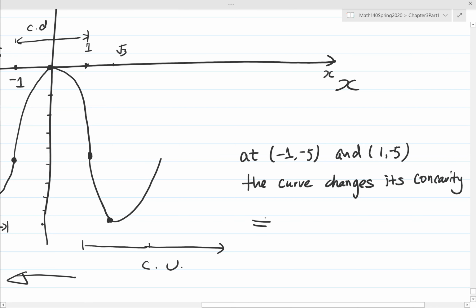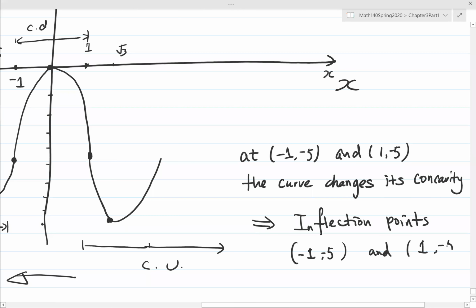So we have 2 inflection points. By definition, we have 2 inflection points. Now, an inflection point is a point on the curve, not just an x coordinate. So we get 2 inflection points.